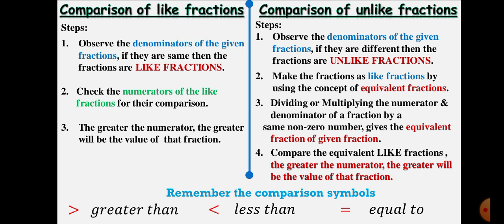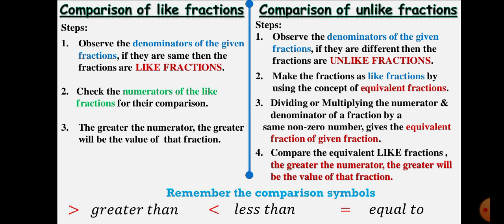Comparison of unlike fractions. Observe the denominators of the given fractions. If they are different, then they are unlike fractions. You have to make them like fractions using the concept of equivalent fractions, by taking the LCM. Dividing or multiplying the numerator and denominator of a fraction by the same non-zero number gives an equivalent fraction of the given fraction.